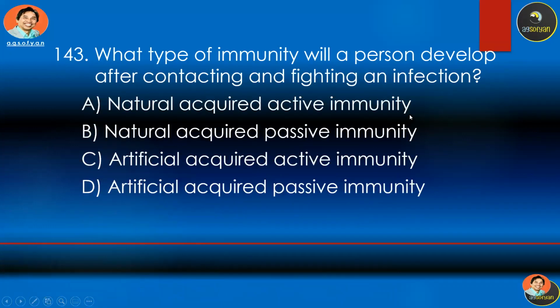What type of immunity will a person develop after contracting and fighting an infection? Okay, A, B, C, or D. Remember, when it is contact with the infection, it's going to be natural, right? So this is natural immunity.